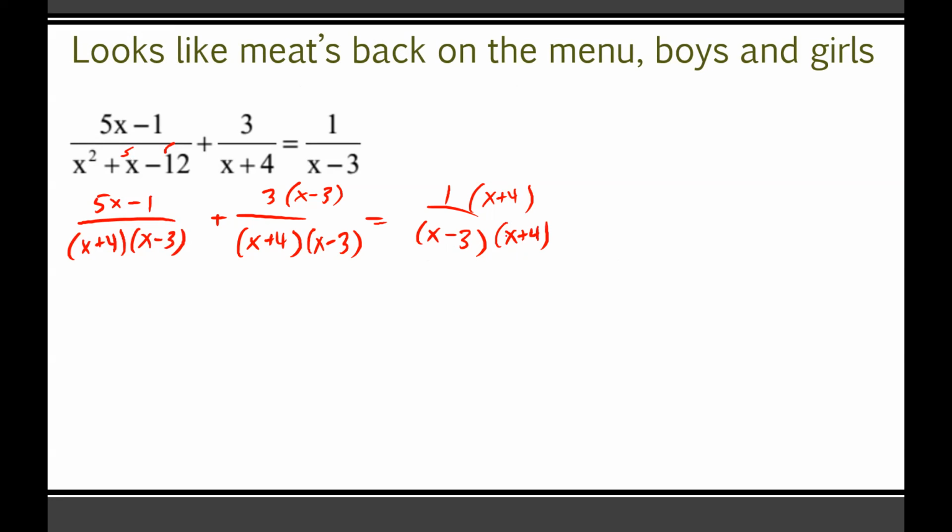And again, don't worry about the order there. Order does not matter when you're multiplying. So x minus 3 times x plus 4 is the same thing as x plus 4 times x minus 3. Hopefully you know it, but I'm just reassuring you on that one.